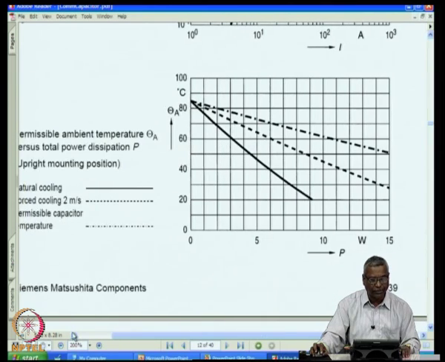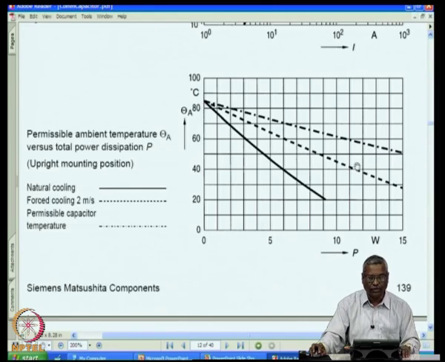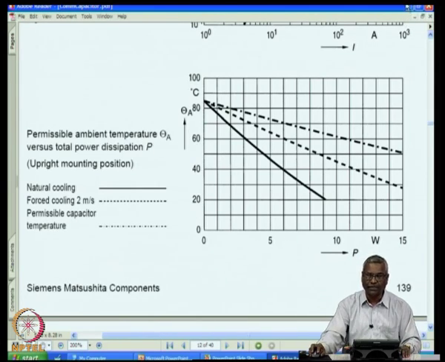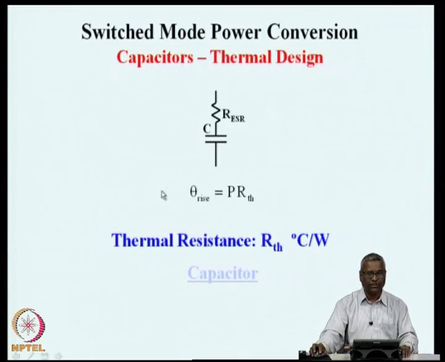So, what you see here on this side is for natural cooling, and if you use a fan for forced cooling, it is possible to dissipate more power in the capacitor, and the kind of relationship is what we had seen, that the temperature rise is related to the thermal resistance multiplied by the power dissipation in the capacitor.